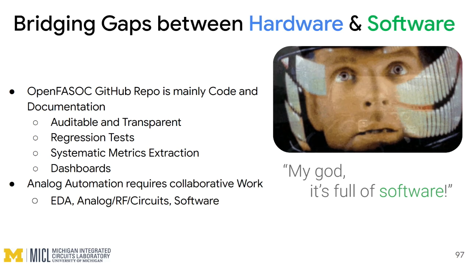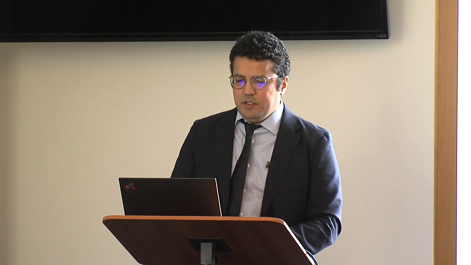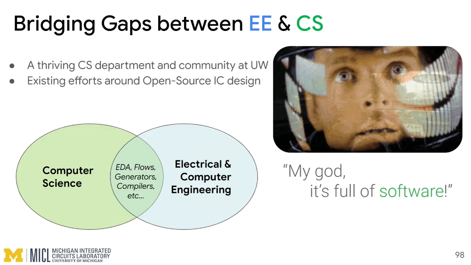Analog automation is very hard. It's been discussed since the 70s, right? It requires a lot of collaborative work, going from EDA, analog, RF, circuits, but also software. So I'm not claiming here that this is fixed. We need to work all together to get this done. And I'm really excited to get anyone who wants to be involved with us and Google and other partners to work on this project.